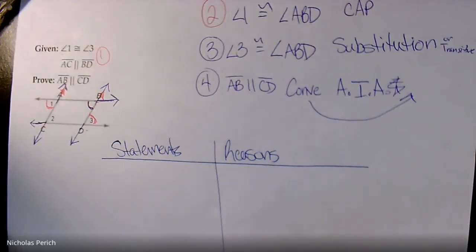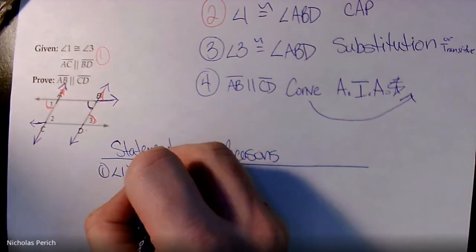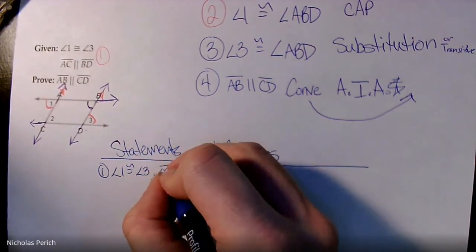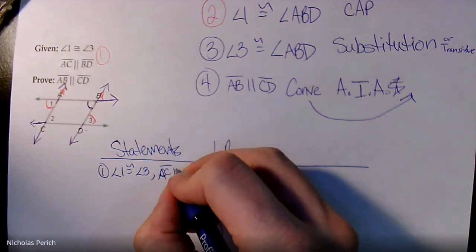Statement number 1, always the given. Angle 1 is congruent to angle 3. Also, AC is parallel to BD.